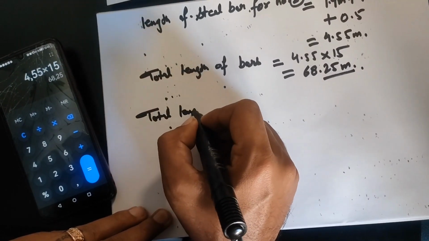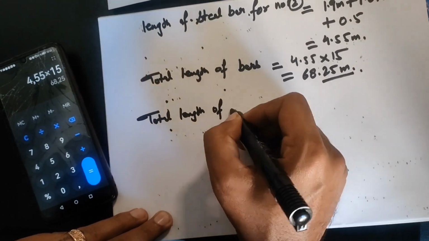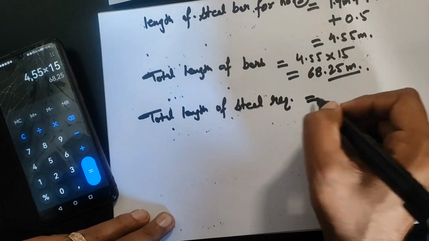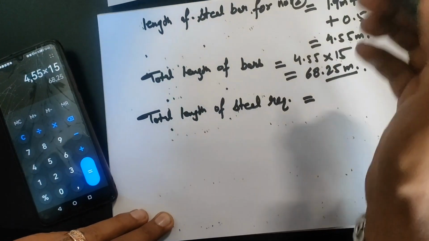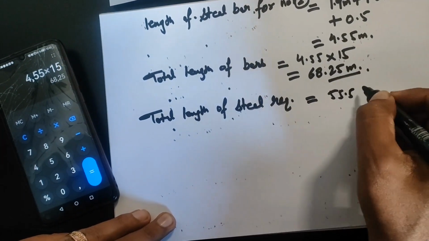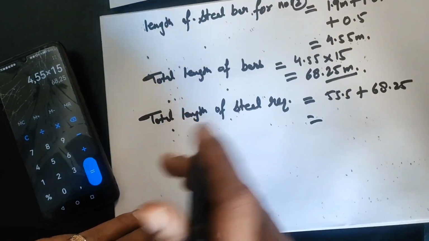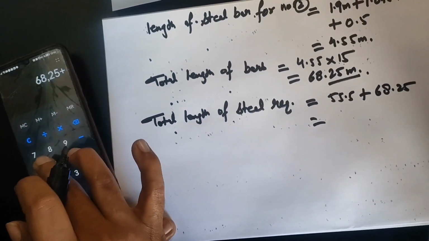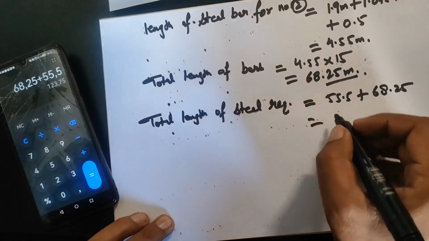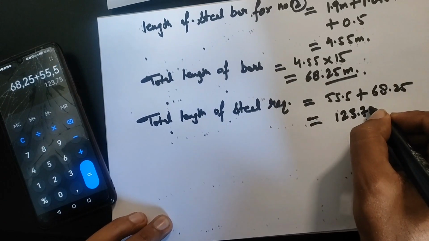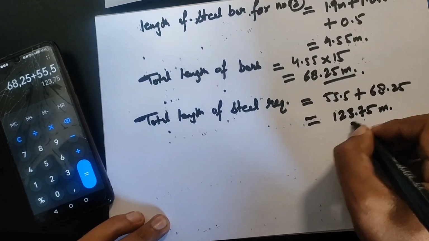Hence the total length of steel required would be 55.5 plus 68.25, which is 123.75 meter. This is for the main bar.